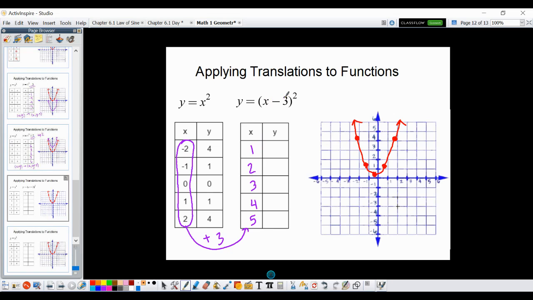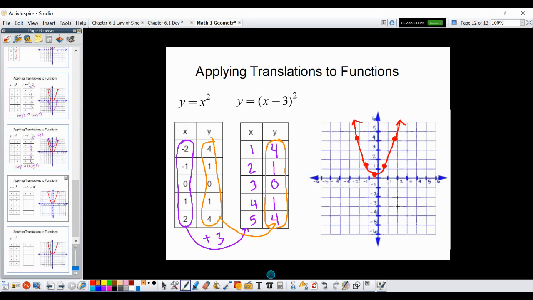So 1 minus 3 is -2. -2 squared is 4. 2 minus 3 is -1. Squared is 1. 3 minus 3 is 0. Squared is still 0. 4 minus 3 is 1. 1 squared is 1. 5 minus 3 is 2, and 2 squared is 4. So now let's take a look at our tables comparing the x values and the y values.